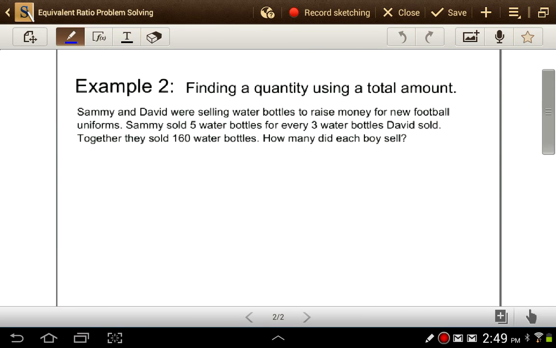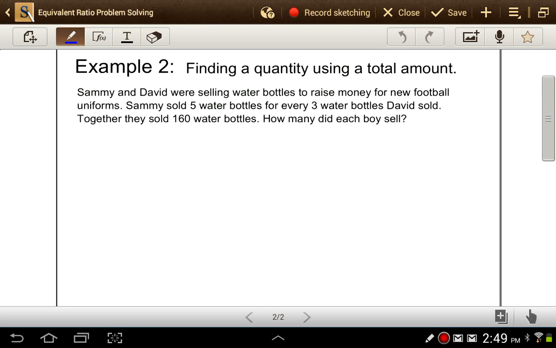Alright, in example 2, now we're going to find a quantity using a total amount. So this is going to be similar to the one I just did. Sammy and David were selling water bottles to raise money for new football uniforms. Sammy sold 5 water bottles for every 3 water bottles David sold. Together, they sold 160 water bottles. How many did each boy sell?